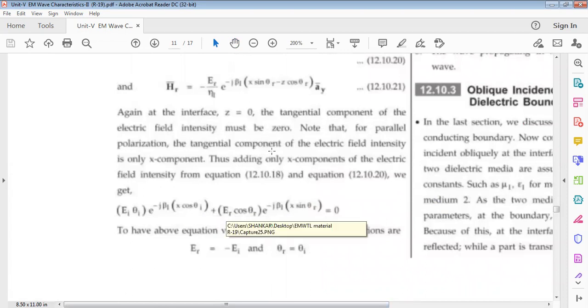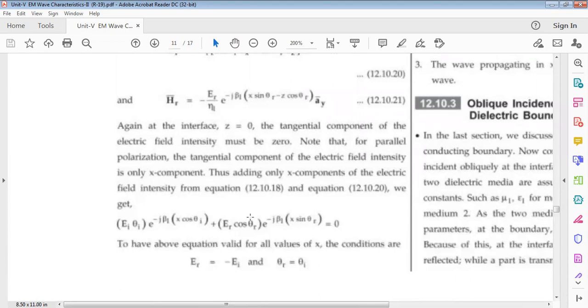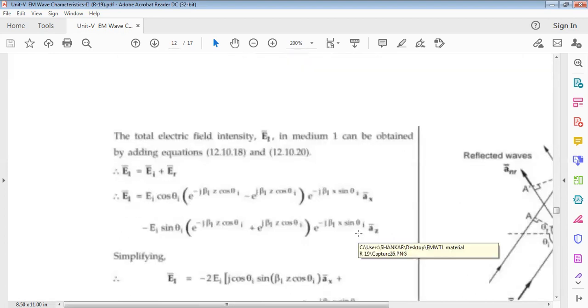And similarly for E_r also, E_r into cos theta_r because it's the a_x component, and the z component is eliminated. And here also z is 0. e power minus j beta 1 x sin theta_r is equal to 0. So bring the second term to the right hand side as a minus: E_i is equal to minus E_r, and theta_i is equal to theta_r. If you want the above equation valid for all values of x, the conditions are E_r is equal to minus E_i and theta_i is equal to theta_r.